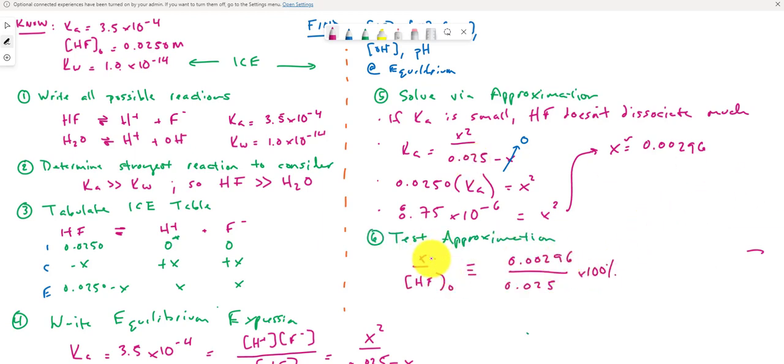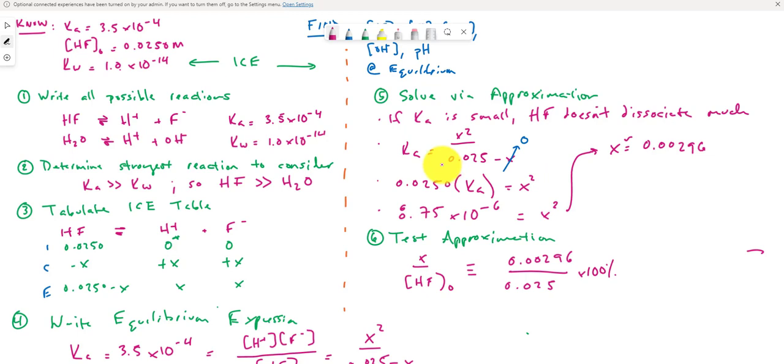Simplest way to do that is to just take the actual size of X and compare it directly through a ratio to that number, 0.025. That's the initial concentration, remember. And just see what percentage of the initial concentration, what percentage of 0.025 is X. And if it's a significant percentage, usually we say anything more than 5%, then that's an intolerable amount of error. We don't want more than 5% error in our calculations.